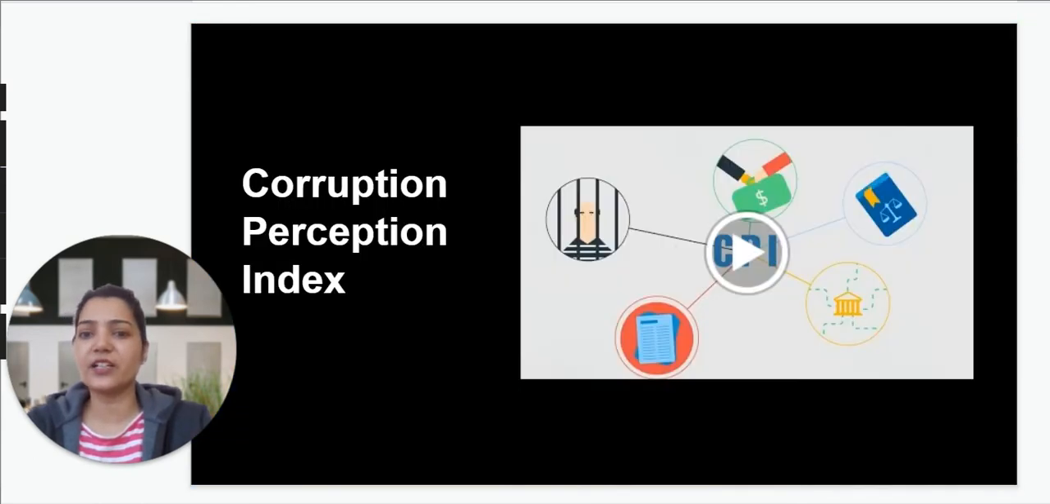We move further on to the Corruption Perception Index. This index is published annually by Transparency International since 1995, which ranks countries by their perceived levels of public sector corruption. Okay, so this is calculating public sector corruption. 13 different sources of data are used to calculate the scores. Some of these include the World Bank, the World Economic Forum, private risk and consulting companies, and think tanks.